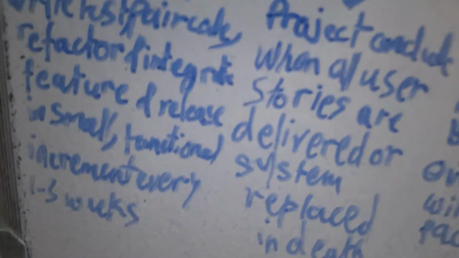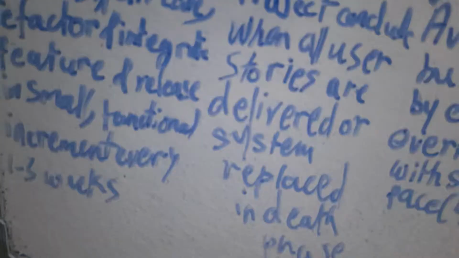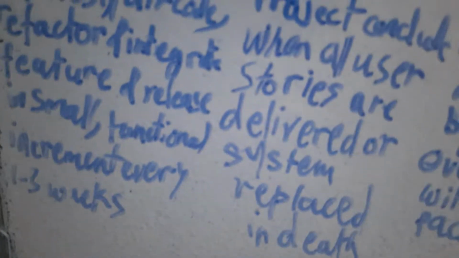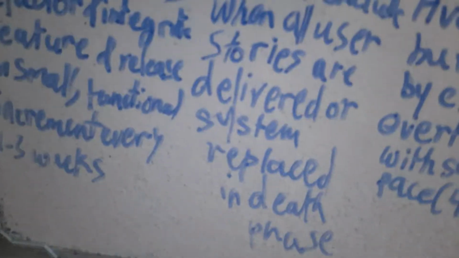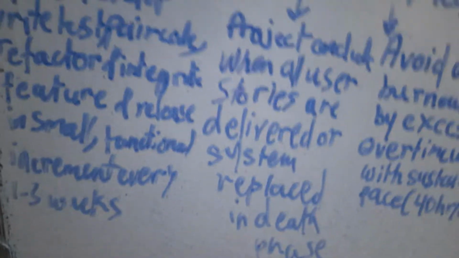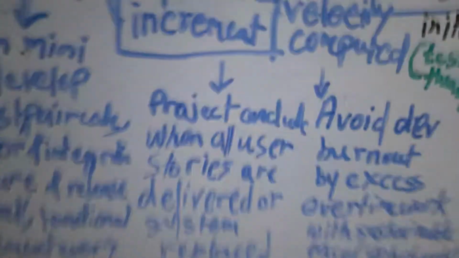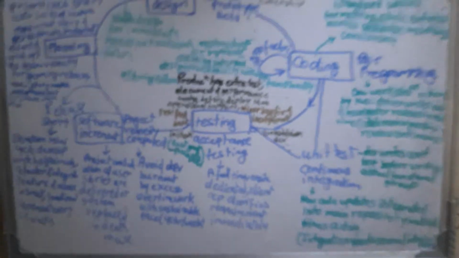And you have to release it in small, tiny, functional pieces which work by themselves, like it is independent but it is not complete software. It has more features coming, but yeah, it is the tiniest but it is working software. You have to increment every 1 to 3 weeks. You have to release new versions, add new features. Okay, so this is the entire software development life cycle.